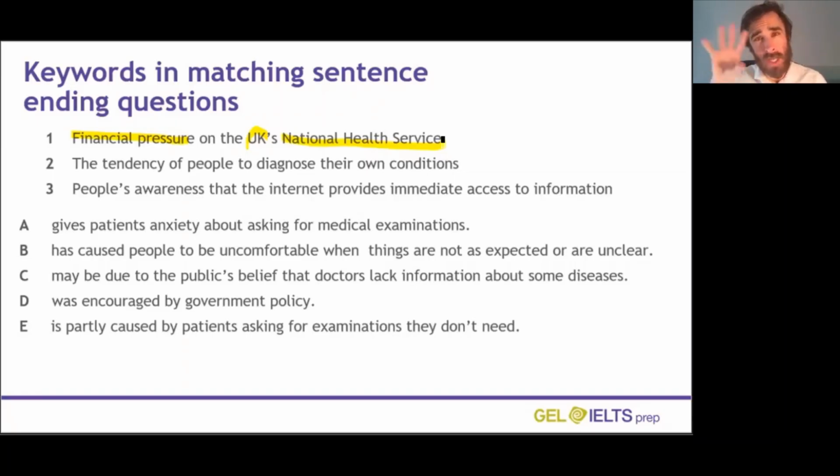In terms of looking at the text and finding the correct part, which talks about question number 1, which of those keywords do you think is going to be most useful to find in the text? Think about financial pressure, UK, or National Health Service. Which one do we expect to be easy to find in the text? Look at the next question below this video and choose the correct option.